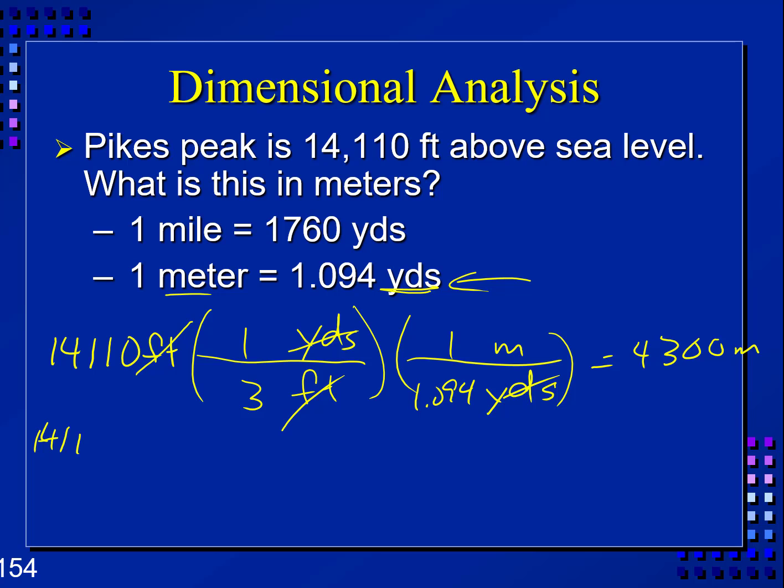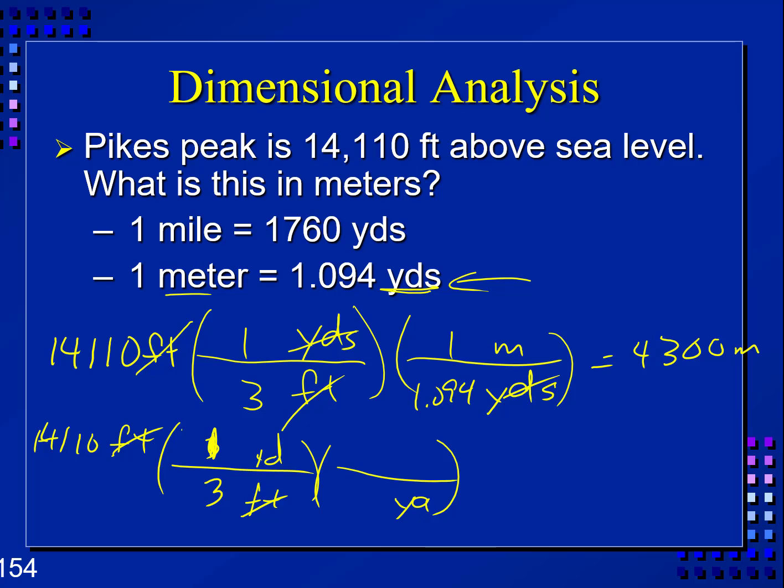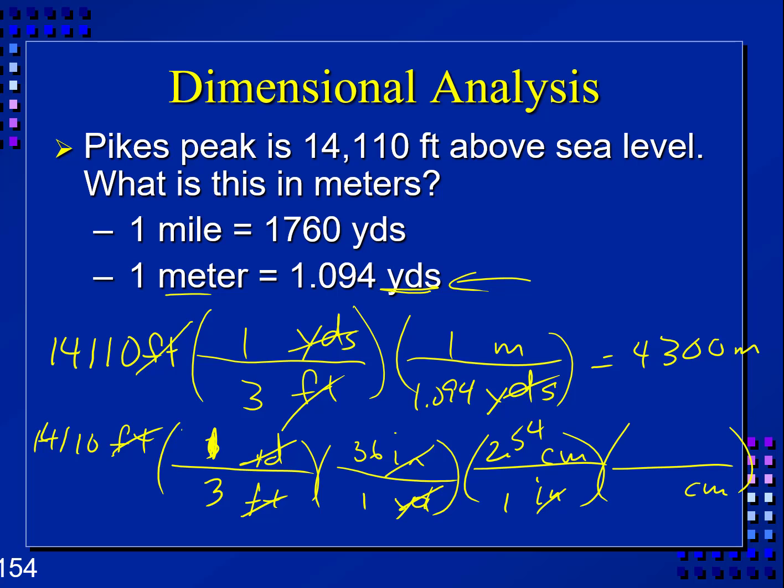We also could have done it this way. Go from feet to yards. 3 feet, 1 yard is 3 feet. Then go from yards to inches. 36 inches is 1 yard. Yards cancel out. Then I could go from inches to centimeters. 1 inch is 2.54 centimeters. And then I can go from centimeters to meters. 1 meter is 100 centimeters.